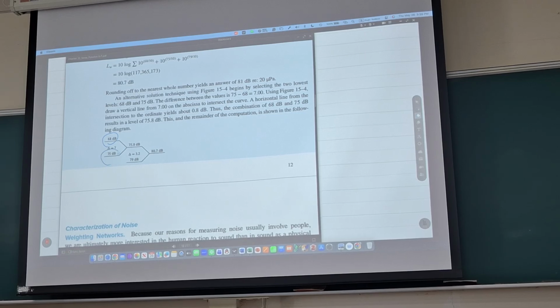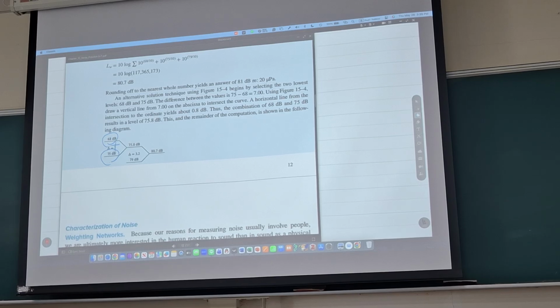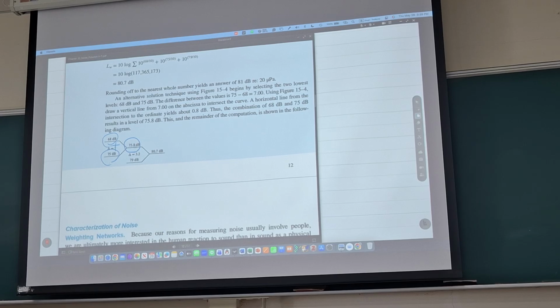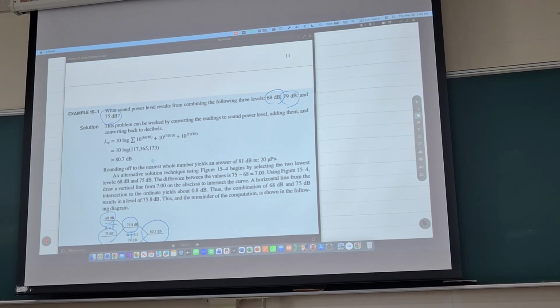You can add 68 and 75 together first, and produce 75.8, right? Then use 75.8 plus 79, and it becomes 80.7. Students, do you understand what I'm talking about here?